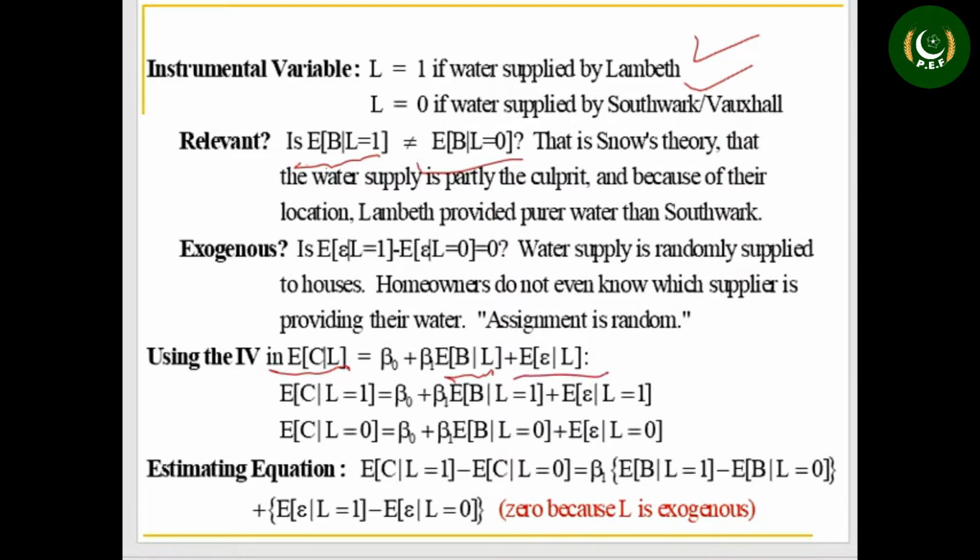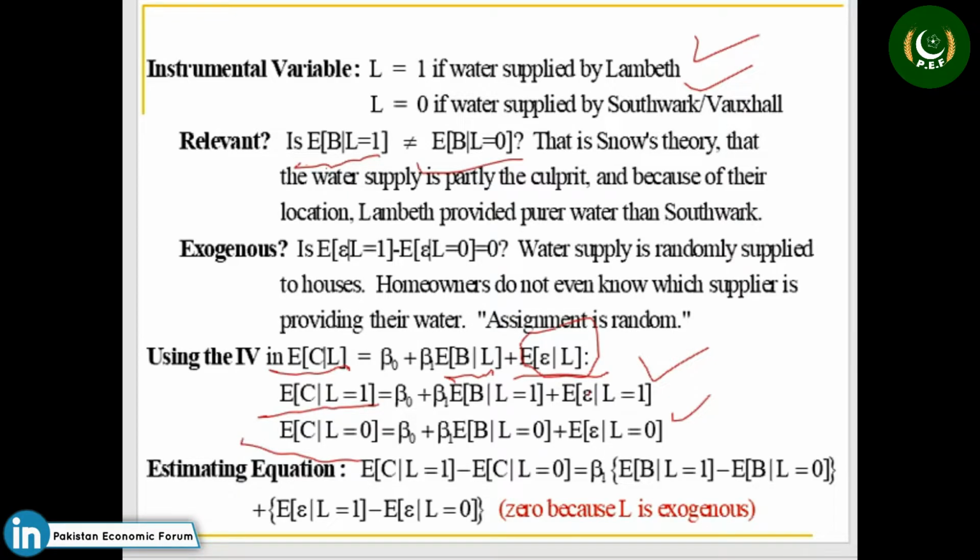So if L is 1, since other factors have nothing to do with whether you are taking water from Southwark or from Lambeth, what happens? The expected value of cholera given you are taking from Lambeth, and the expected value of cholera given you are taking it from Southwark, and this will be 0, this will be 0.